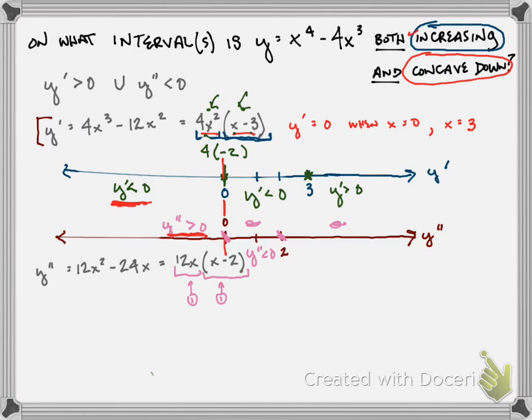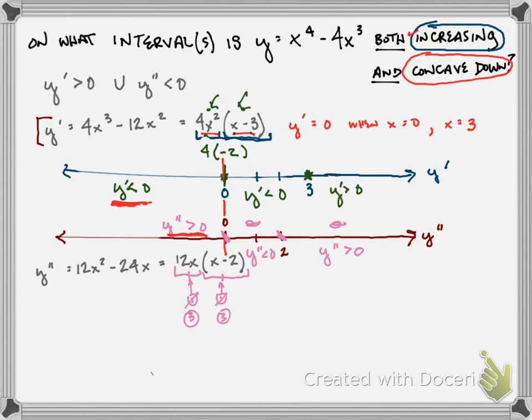Now, when we are greater than 2, I'm going to pick a number greater than 2. I'm going to choose 3. So I'll put 3 in. 12 times 3 is 36. 3 minus 2 is 1. 36 times 1 is 36. Most importantly, y double prime is positive, which tells me that we are concave up.